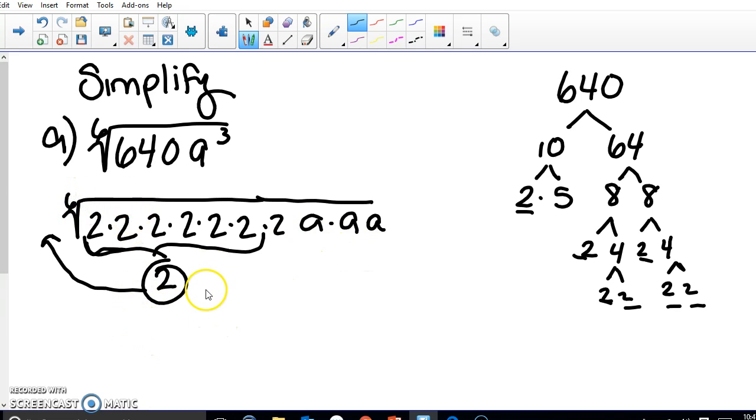So rewriting this, I have 2, and then I have the 6th root of everything that's remaining. So 2a cubed.